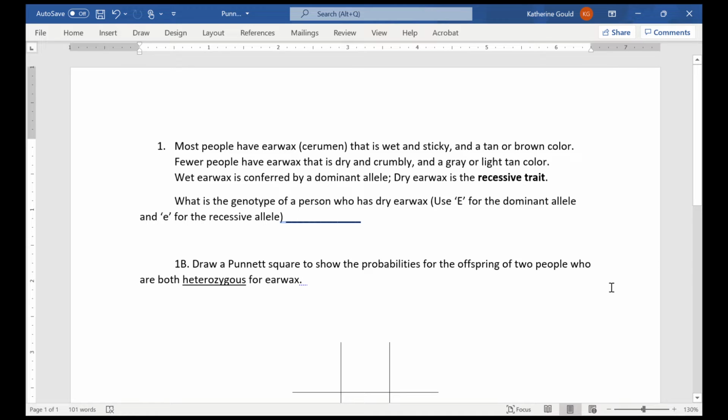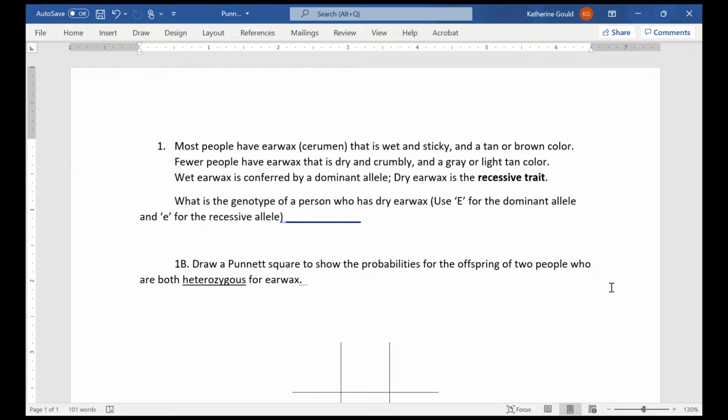Hey, it's Professor Gould. In this video, I'm going to show you how to complete a Punnett Square worksheet and how to report your findings. So the first thing that you need to do is carefully read the whole question and then pay attention to what information you've been given and what information you have not been given.